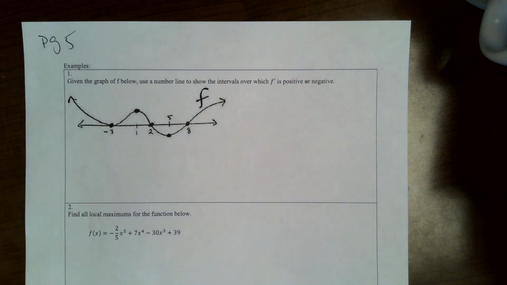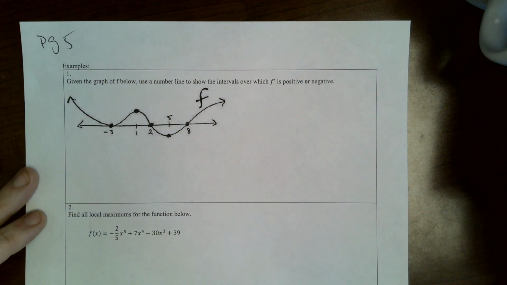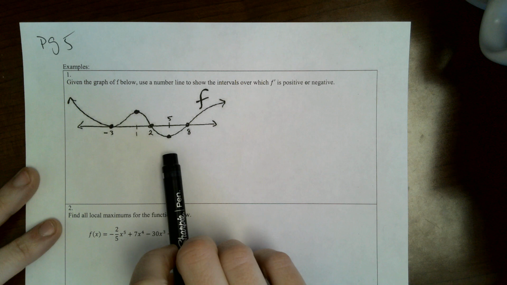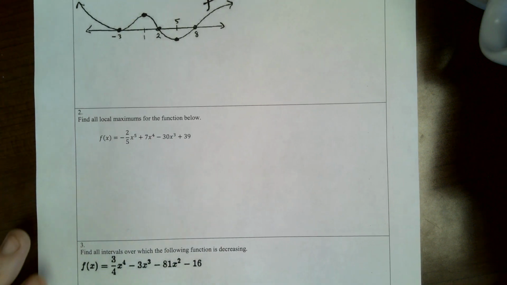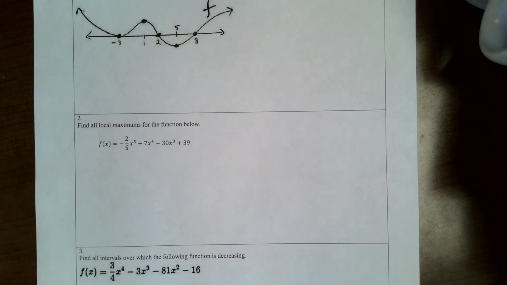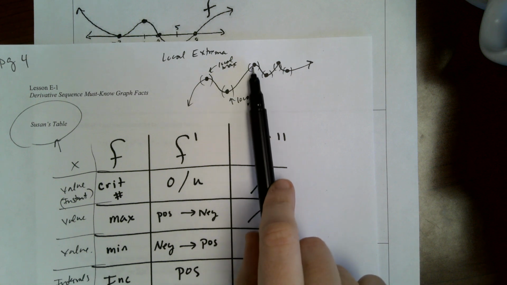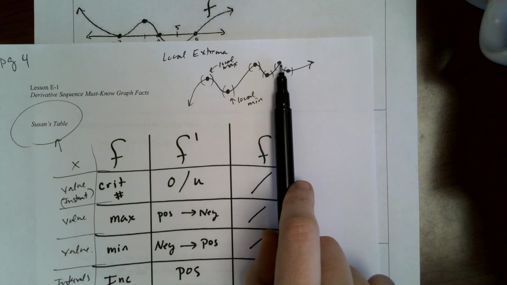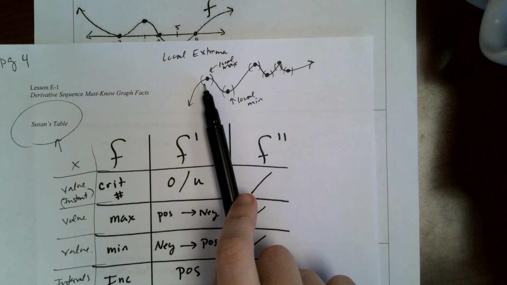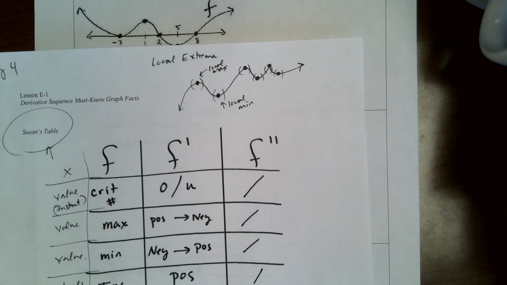Okay, guys, so we're still on page 5, and we did this one last video, so we're gonna do numbers 2 and 3. So find all local maximums for the function below. And we talked about this before, a local extrema, there could be many of them. They're just like the highest points within like an open interval around it.